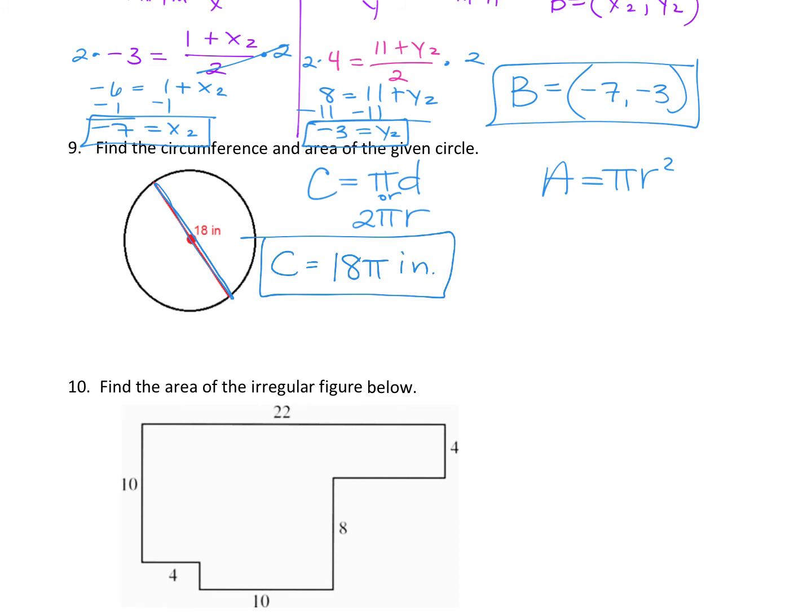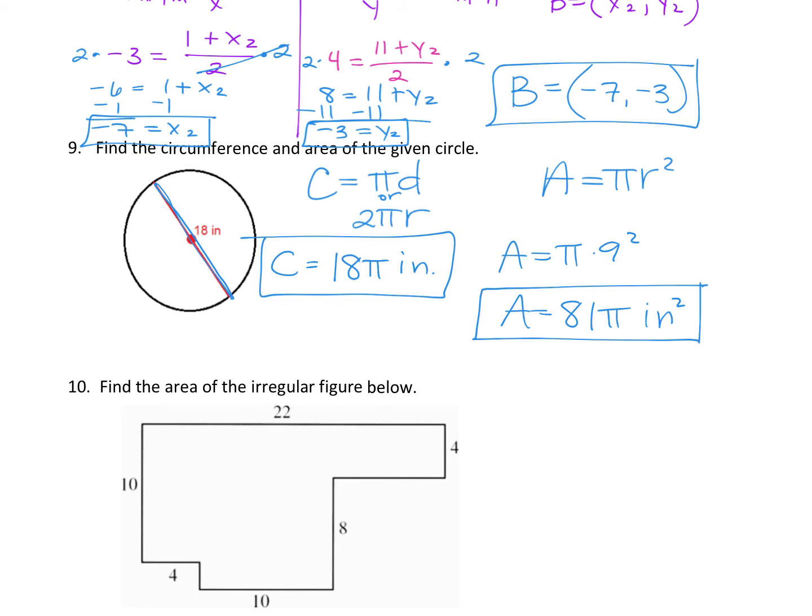What would the area be? Pi times what? 9 squared. Okay, but we can simplify 9 squared to 81 times pi, and then this is inches squared because it's area, and that will be your setup.